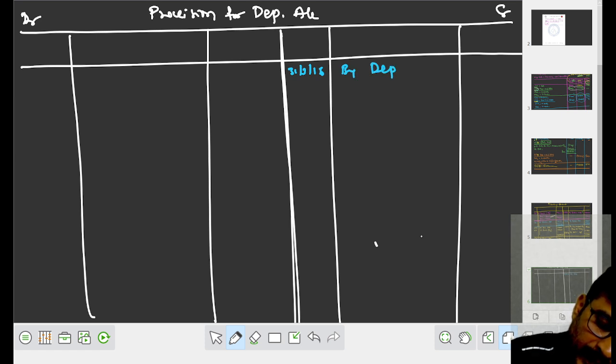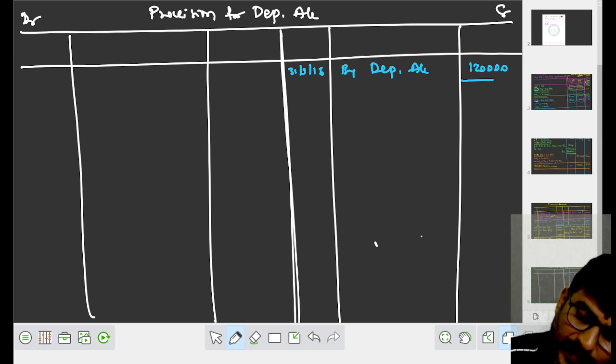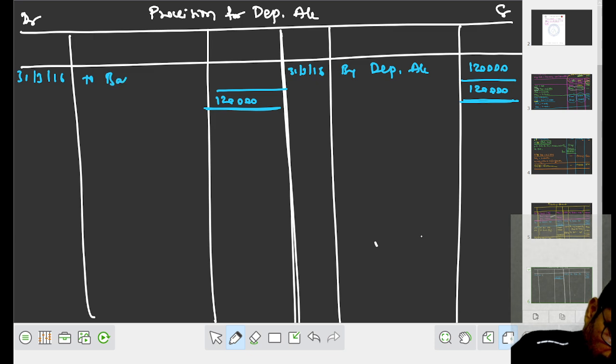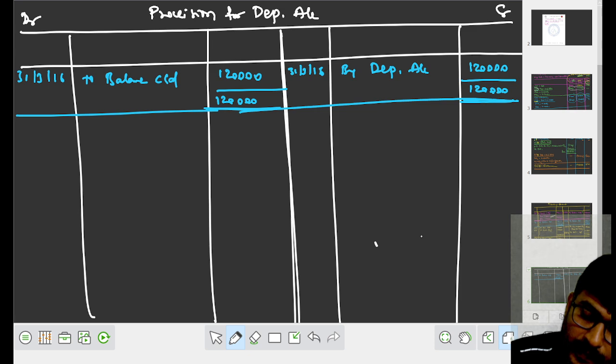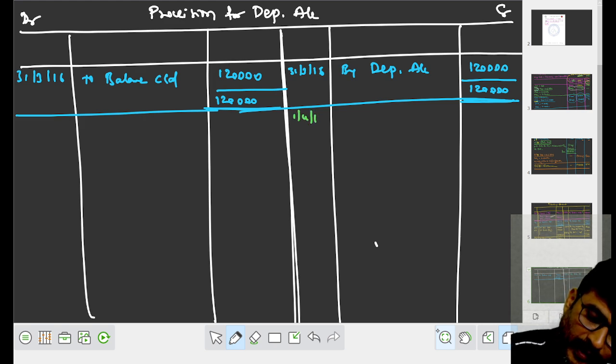By depreciation account. 8,000 plus 1,12,000 comes to 1,20,000. Close it off. Every year, at the end of the year, it is to be brought down and carried on. To balance carry down 1,20,000. Then we have to bring it down on 1st April 17.